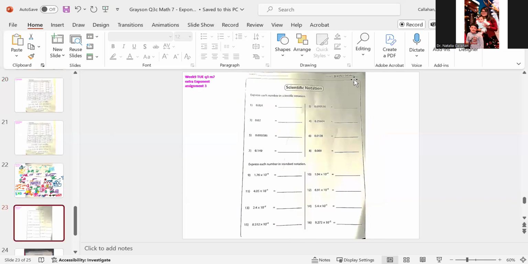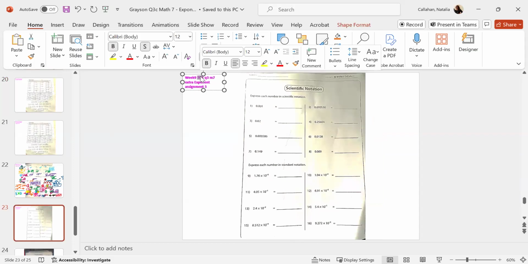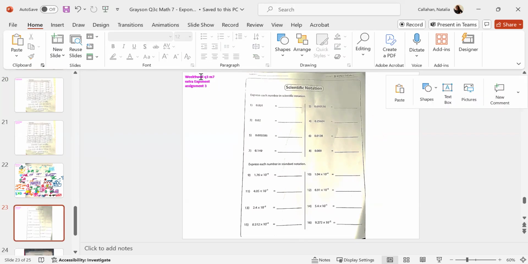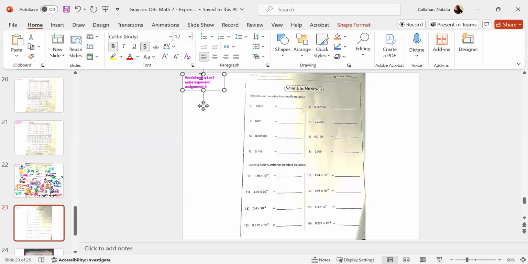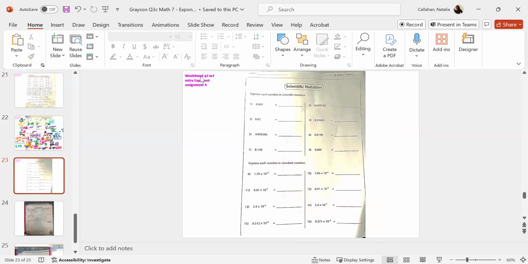So today is week 9, Wednesday for quarter 3, math 7. This is the fourth assignment for this unit, or third assignment? No, it should be fourth. Is this a fourth assignment or third assignment? It's a fourth. It is the fourth, yeah, you're right. And it's on scientific notations.